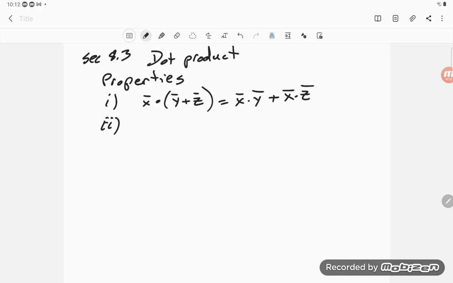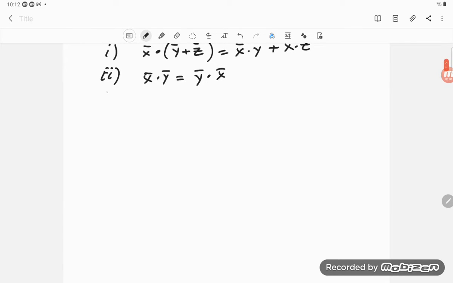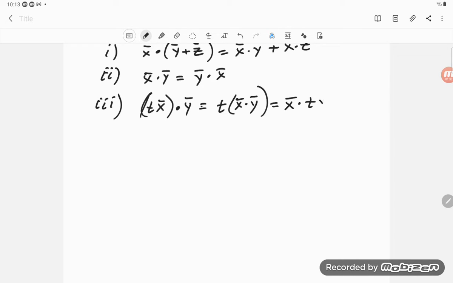Two, it's commutative, so x dot y is y dot x. Three, a scalar can be moved around, so I've got tx dotted with y. I can write that either as t times x dot y, like that, or I could move the t to the y and have x dot ty.